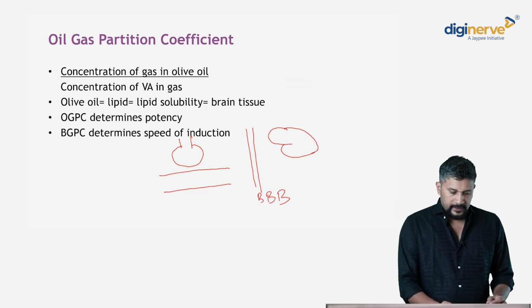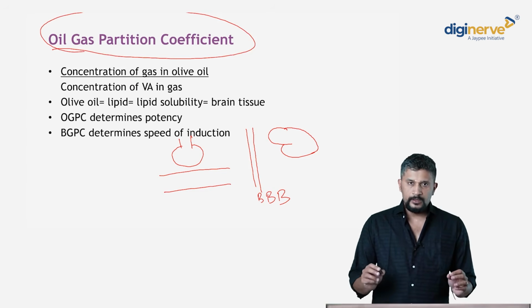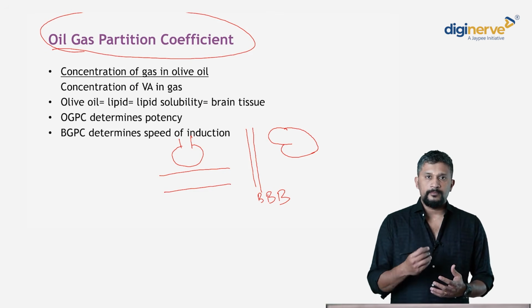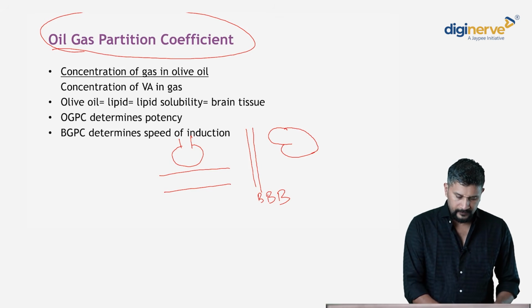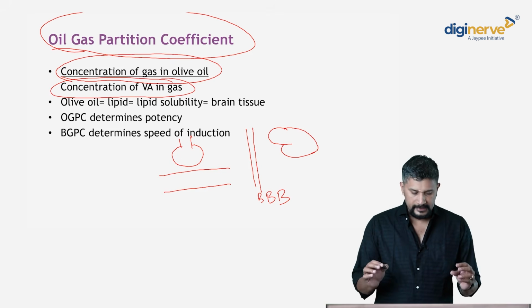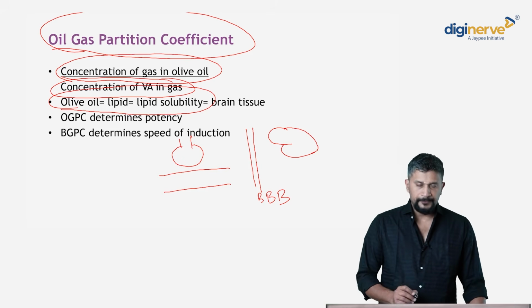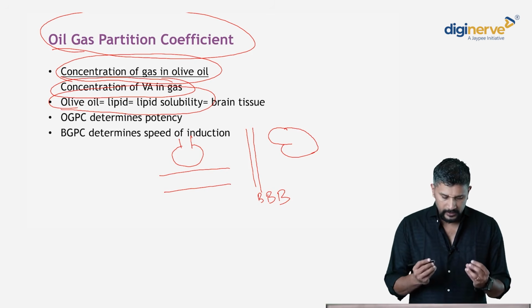So the next concept that we need to understand is your oil gas partition coefficient. So like we saw earlier, your partition coefficient refers to the concentration of the gas in one medium to the second medium. So your oil gas partition coefficient therefore refers to the concentration of your gas in olive oil in proportion to the concentration of the volatile anesthetic existing in the gas phase. So olive oil is what is used for purposes of standardization, and this therefore gives you an idea of the lipid solubility of the volatile agent.